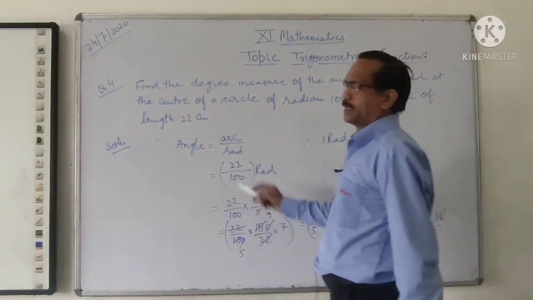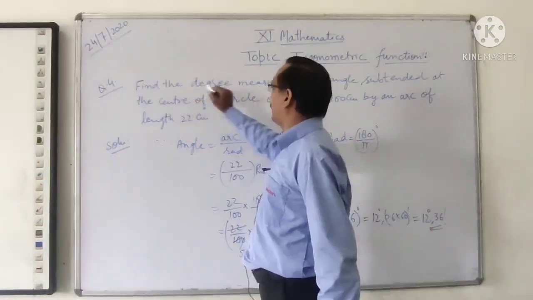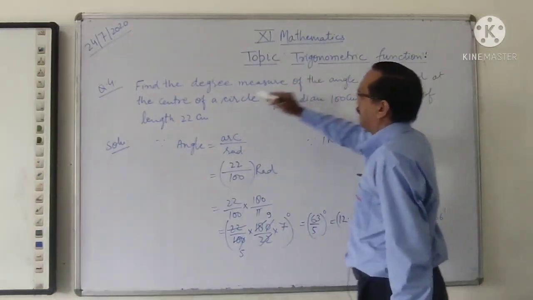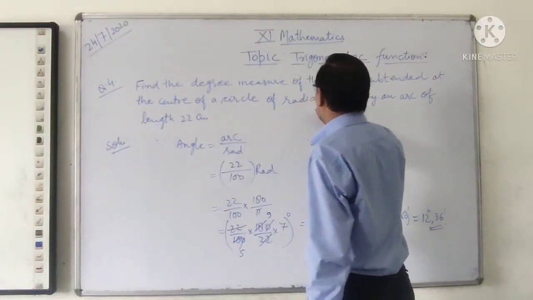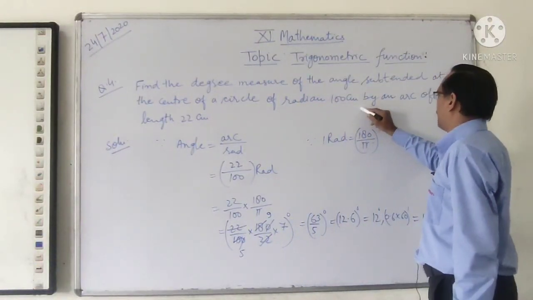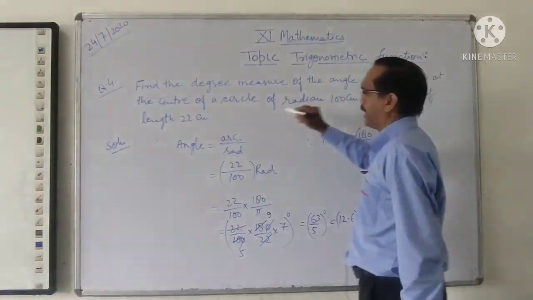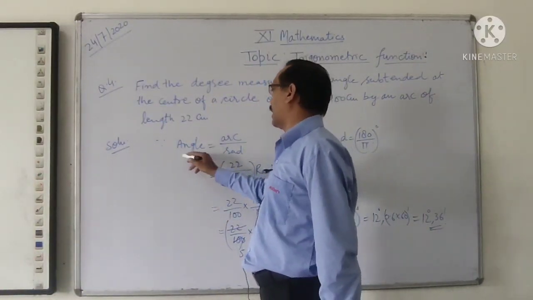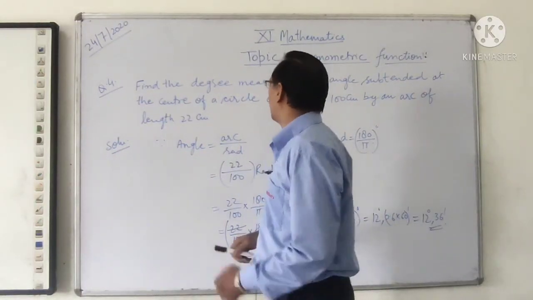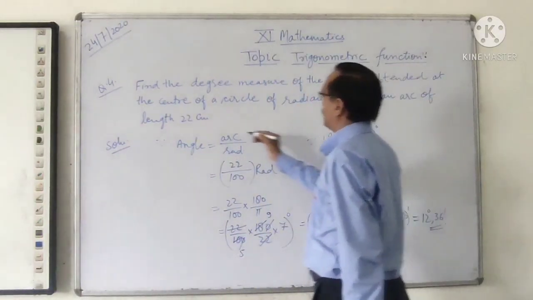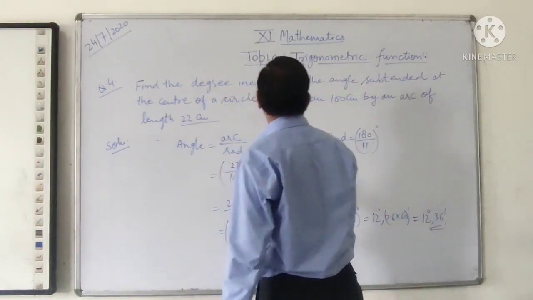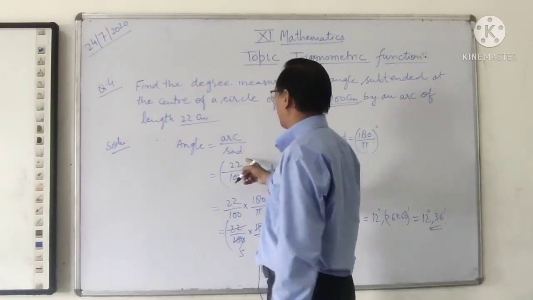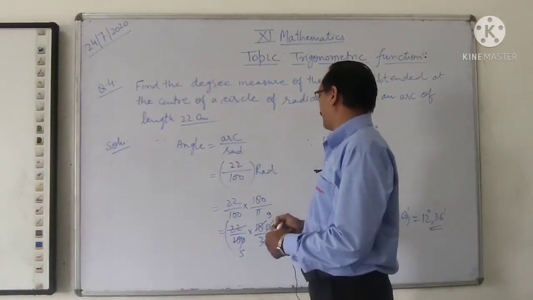Now, students, it is question number 4. Find the degree measure of the angle subtended at the center of a circle of radius 100 centimeter by an arc of length 22 centimeter. Students, there is a formula: angle equals arc over radius. Here the arc measure is 22 centimeter and the radius is 100 centimeter. So it is 22 upon 100 radian.